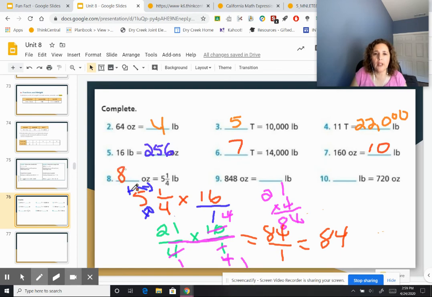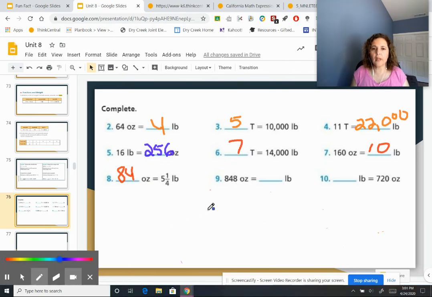Wow, that was a long one, right? So hopefully you remembered how to multiply fractions, okay? All right, so let's do the next one together too. So I have 848 ounces, and I'm going to pounds. Okay, so 848 ounces to pounds.